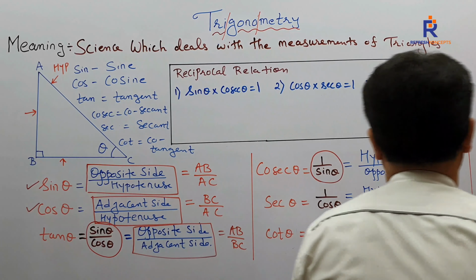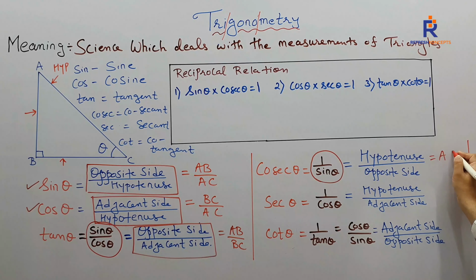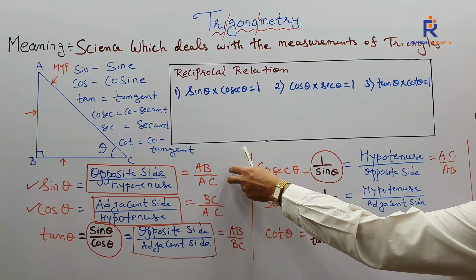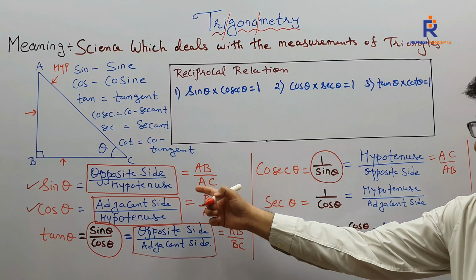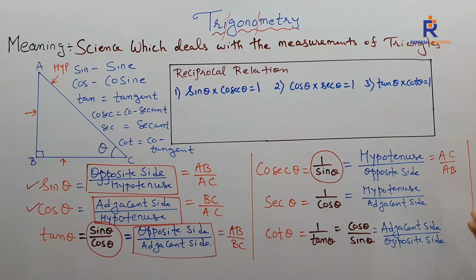There are many who must have told me, sir, what you could have done is just give a reciprocal to this. Why? Because sine is nothing but the reciprocal of cosec, and cosec is nothing but the reciprocal of sine. So here sine was AB by AC. Here we are going to get AC by AB.